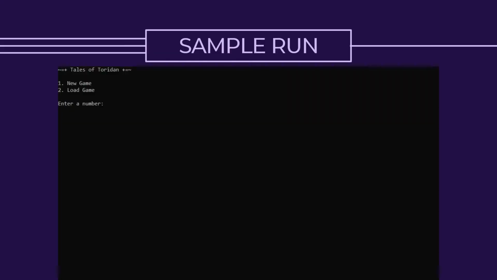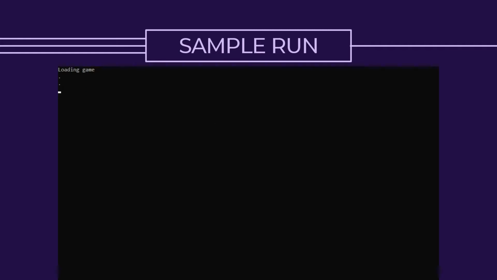Let us now move on to a sample run of the program. As you can see over here, the player is given two choices, to load or to start a new game. When he chooses to start a new game, he is then shown that there's already a previously saved game and asked whether he would like to override it. When he does choose to override it, the previously saved game is then deleted and a new game is started.